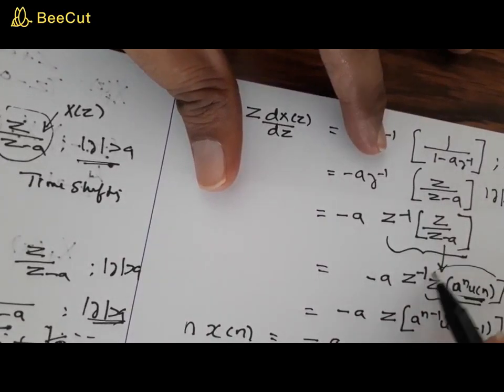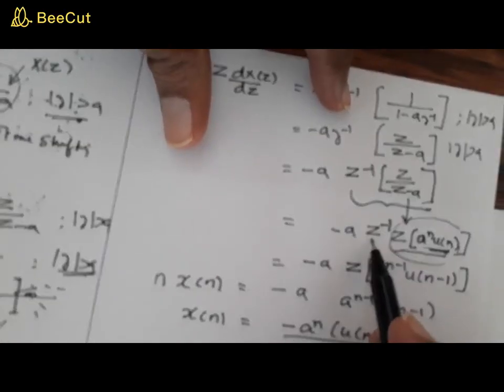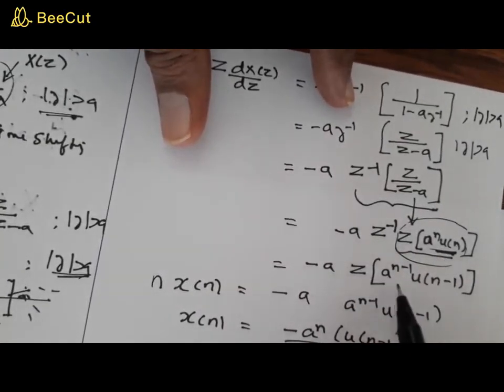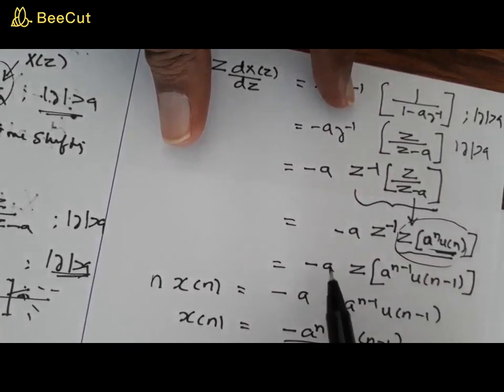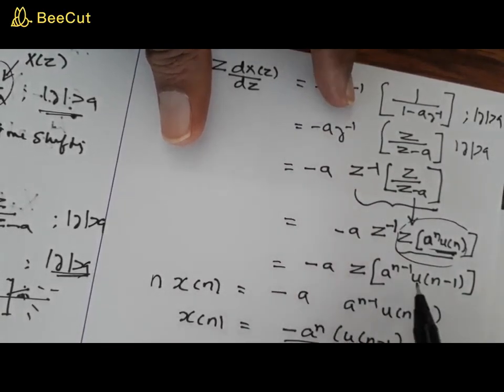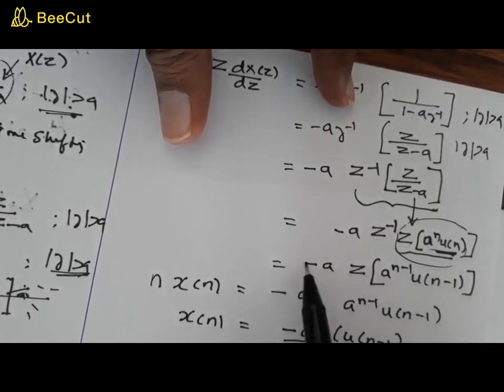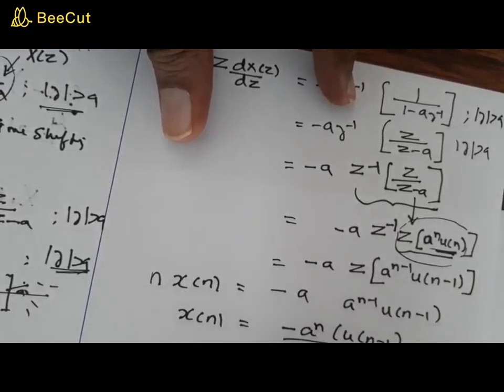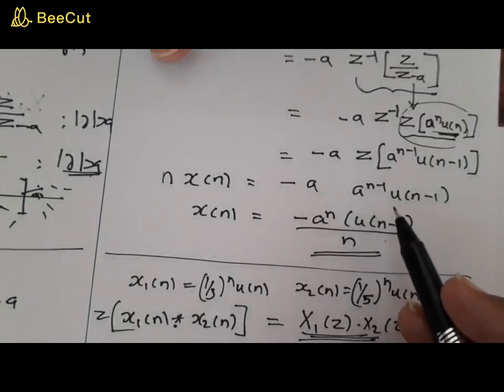That z transform multiplied by z raised to minus 1 means it is time shifting. So this will be the z transform of a raised to n minus 1 into u of n minus 1, into a simple constant. So there is nothing wrong in taking this inside, minus a into a raised to n minus 1, or you will be getting minus a into a raised to n into u of n minus 1 by n. What is this going to be?